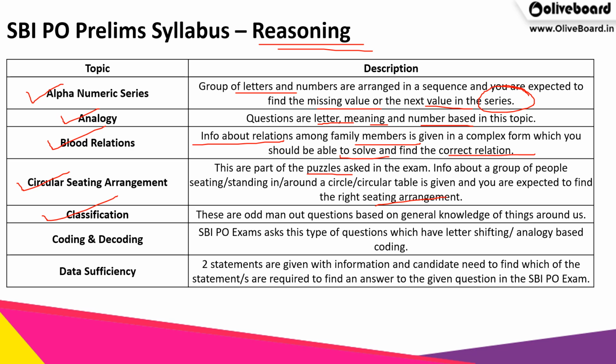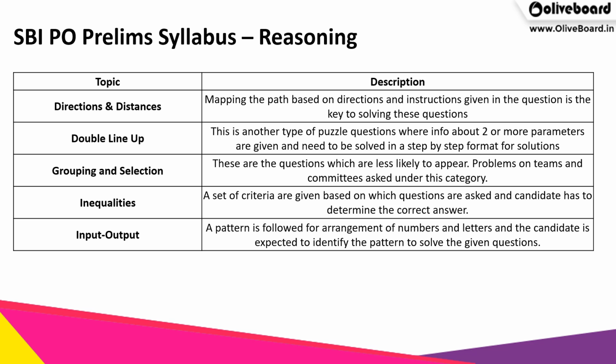Then we will have classification based questions. So you have to find the odd man out with respect to the question. Then coding and decoding. So this type of questions are asked which have letter shifting or analogy based questions under coding and decoding. Then data sufficiency. So in this, 2 statements will be given to you, and you need to find which of the statement is actually required to find the answer to the given question.